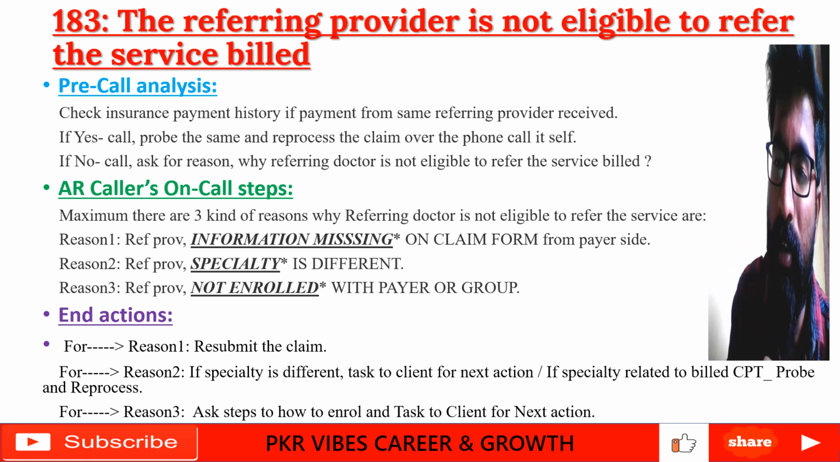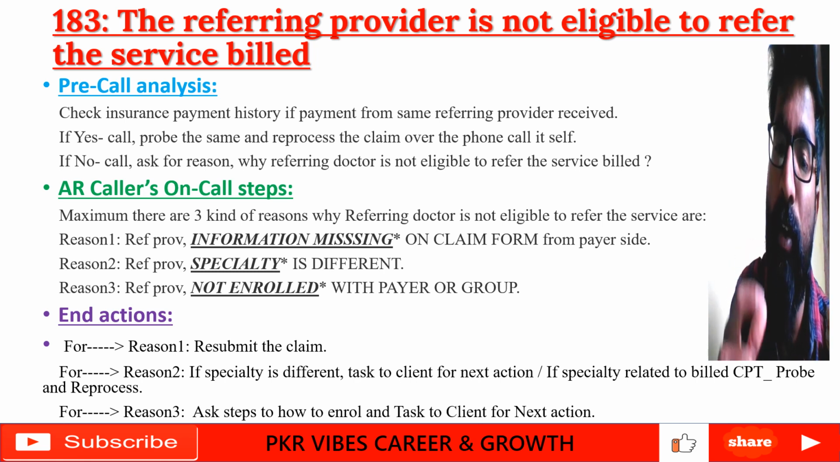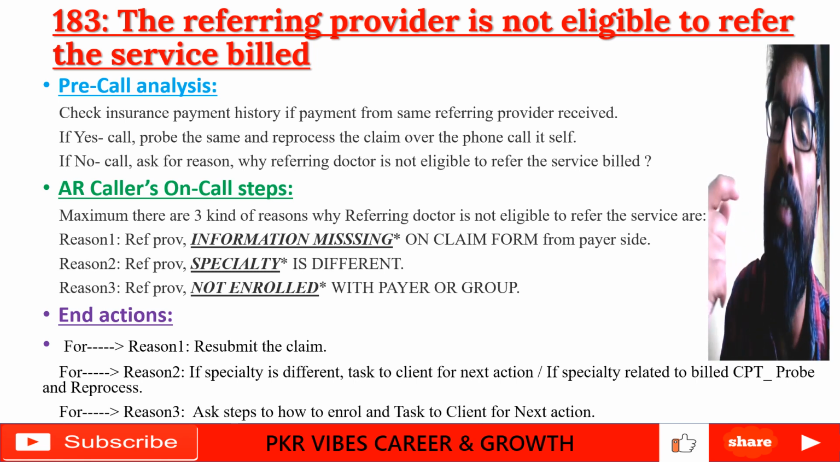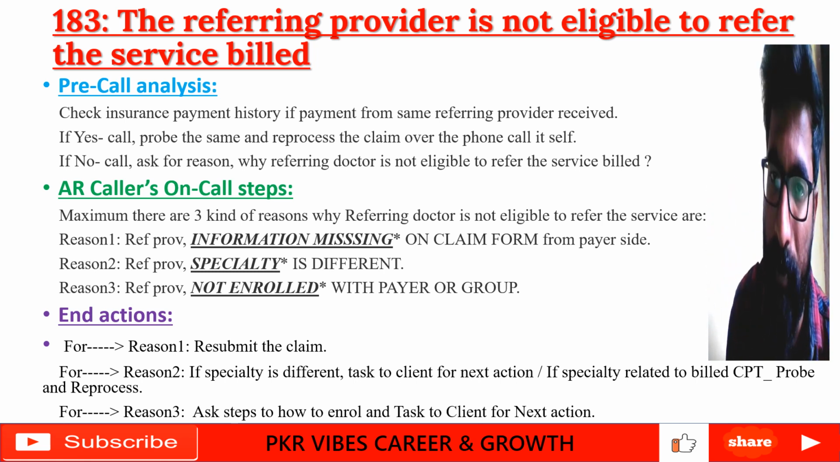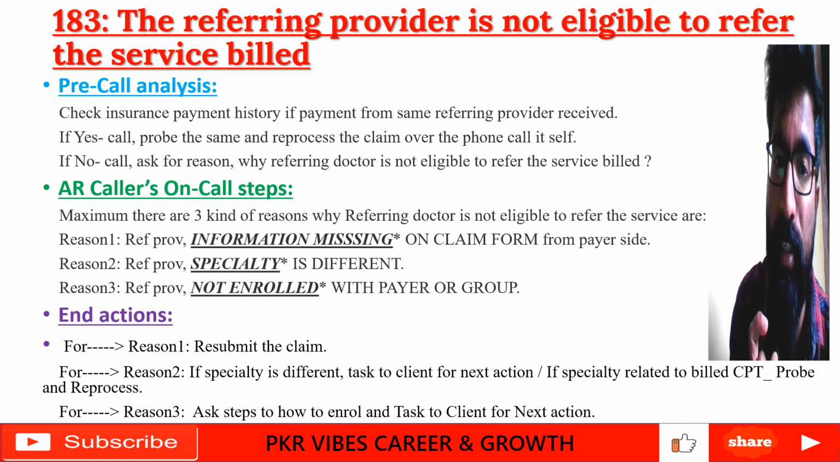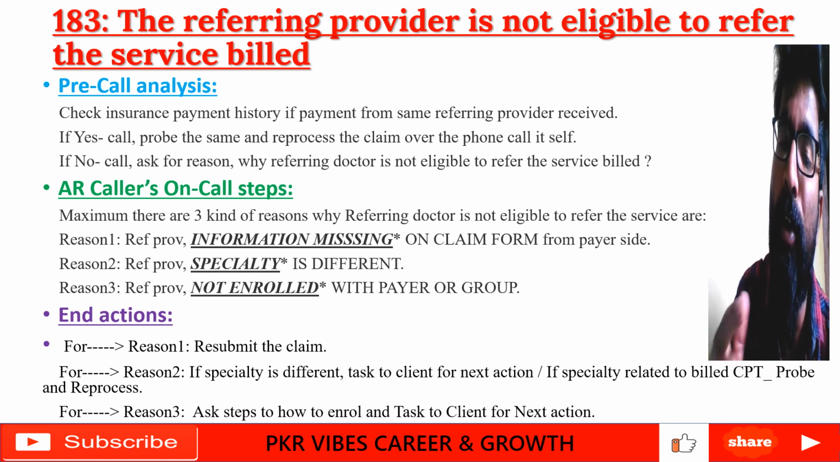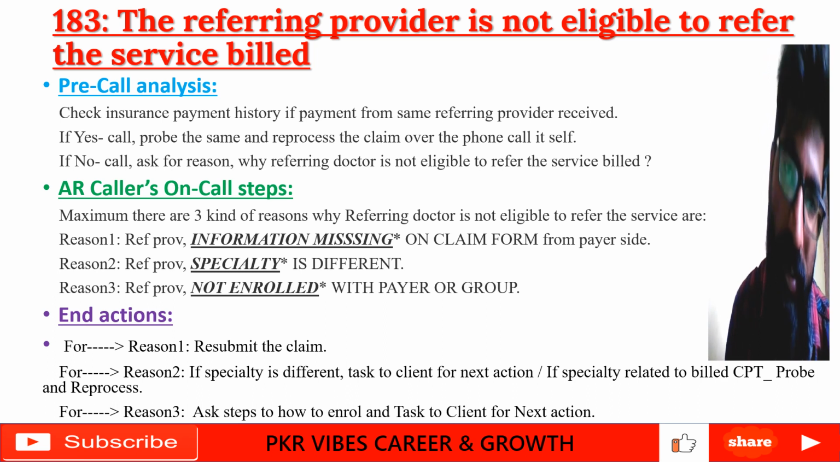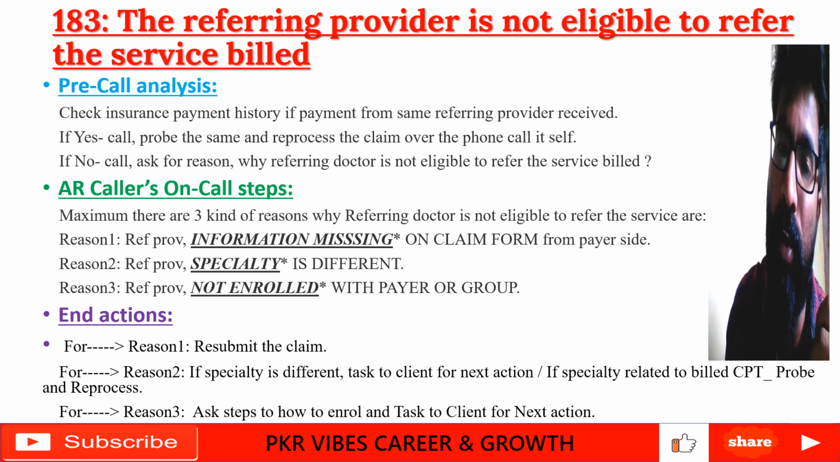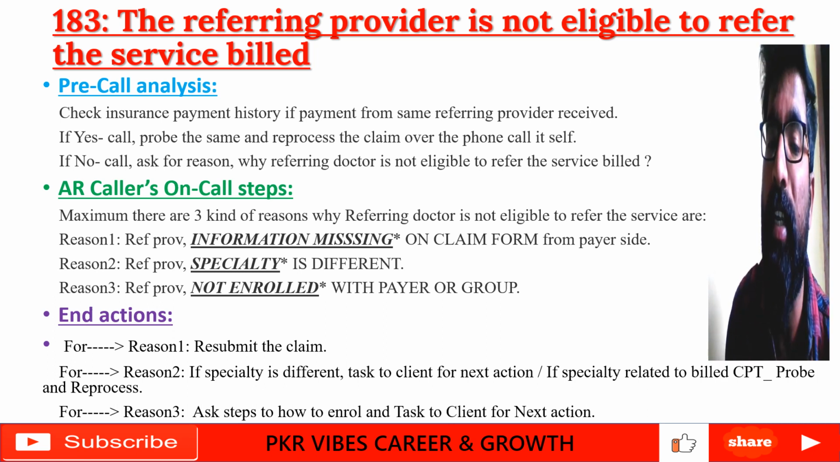So your doctor is not enrolled with the insurance, simple thing. Or otherwise, the second sub reason for this reason 3 is your referring doctor is not enrolled with the group. Group means here 33B in the CMS 1500 form, box number 33 is where you can find the group information, Group NPI, everything is related. So if your doctor is not enrolled with the group also, we will get this provider issue denial. At the same time, if your doctor is not enrolled with the insurance, nothing but the payer, also, we will get this reason number 3.